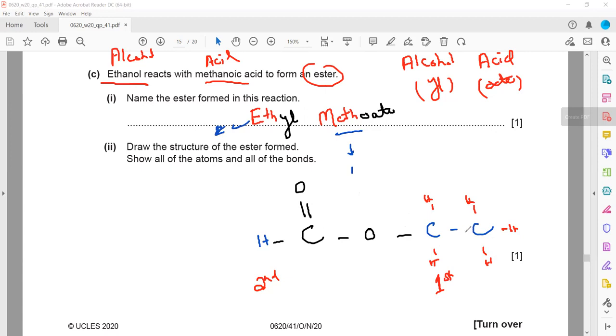Eth because of two carbons, and this part is always from alcohol. We name it YL, and the part which is attached to C double bonded with O should always be written as OATE. We name it second. So it is ethyl methanoate. Depending on the acid and alcohol mixed with each other, that will form a specific ester. The first name is always from alcohol and the second name is from carboxylic acid.